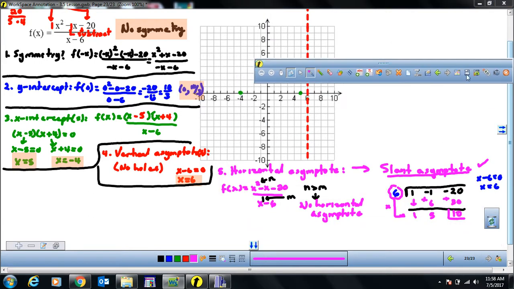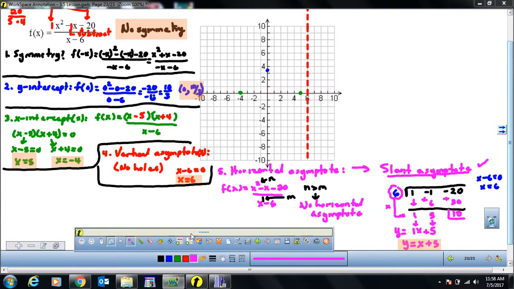For your slant asymptote, you're going to write y equals, and you're going to put whatever's left without including the remainder. The remainder, we're not going to use it. Remember that when I divide with synthetic division, the degree decreases one time, so the degree of this one is going to be x to the first power. So it's going to be 1x plus 5. You don't have to put the 1. You can just say y equals x plus 5 would be your slant asymptote.